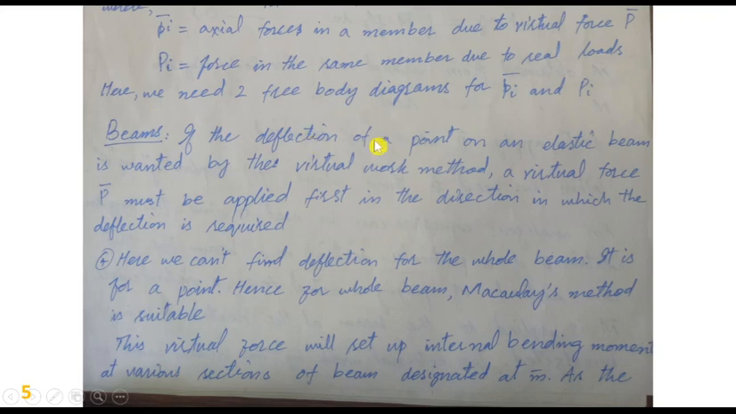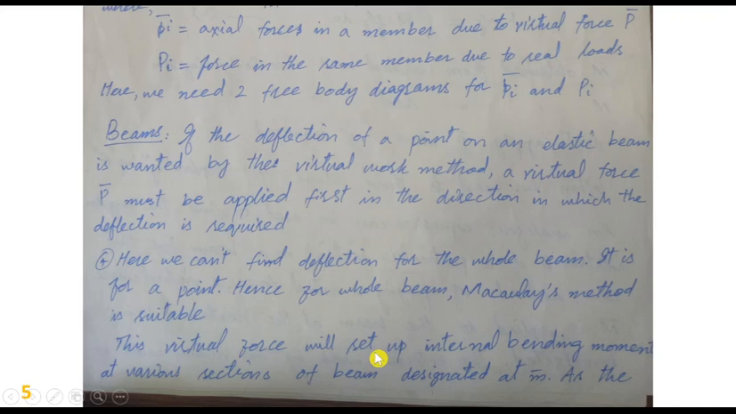Beams. If the deflection of a point on an elastic beam is wanted by the virtual work method, a virtual force P bar must be applied first in the direction in which the deflection is required. So if at a point we need the deflection, we will apply this fictitious or virtual force P bar there. Here we cannot find deflection for whole beam, so this method is not for whole beam, but it is for a point. Hence for whole beam, Macaulay's method is suitable.